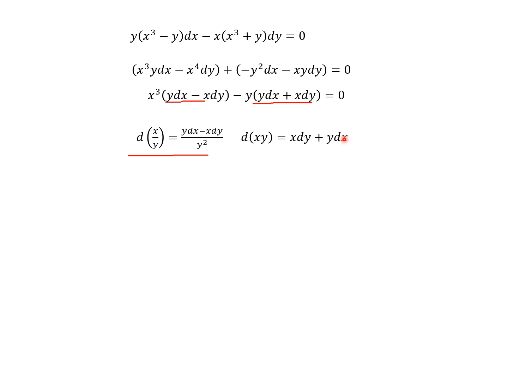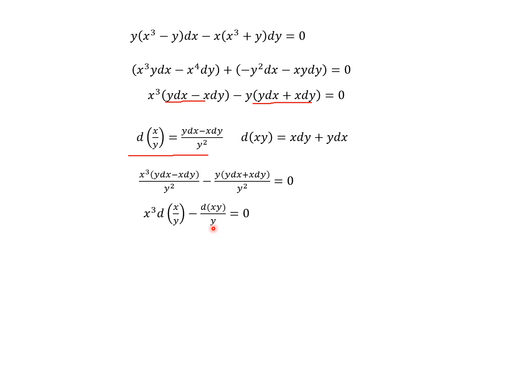Now, the question is, what factor are you going to multiply by in such a way that you can extract x over y here, and you can extract also xy here. But let us divide both sides first by y squared, in order for you to have this element here. So you have x cubed y (y dx minus x dy) over y squared minus y times (y dx plus x dy) over y squared equals 0. Simplifying, this is x cubed times the derivative of x over y minus the derivative of xy over y, equals 0.